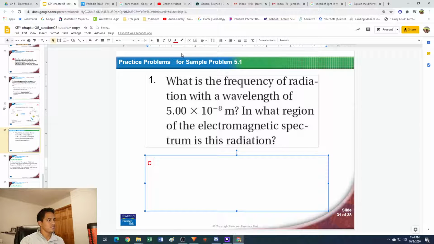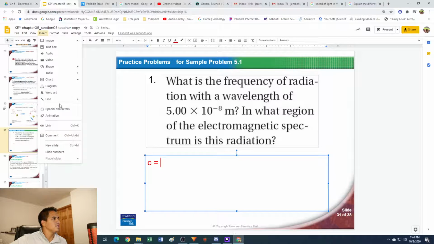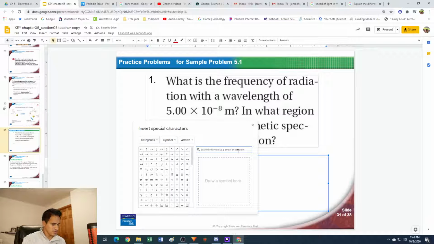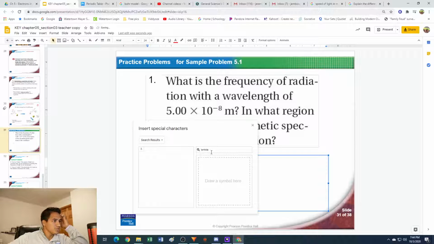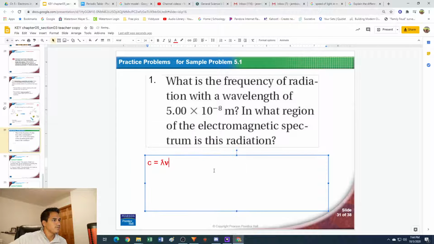the speed of light, c, is equal to wavelength, which again is lambda, times frequency, which is nu. So speed of light is equal to wavelength times frequency. This question is asking what is the frequency of radiation with a wavelength of 5.00 times 10 to the negative 8th meters. If we rearrange this equation, we have frequency is equal to speed of light divided by lambda.